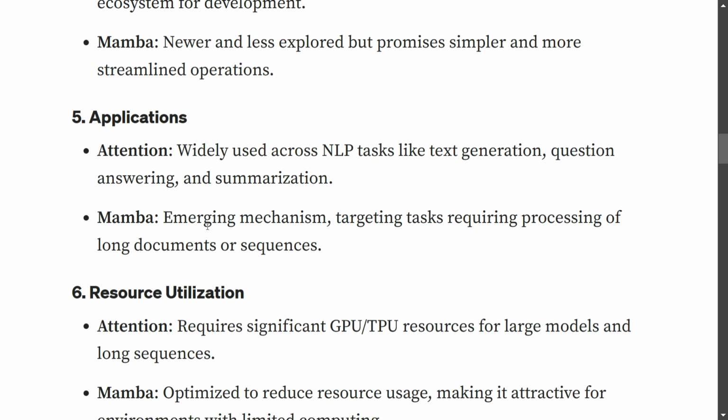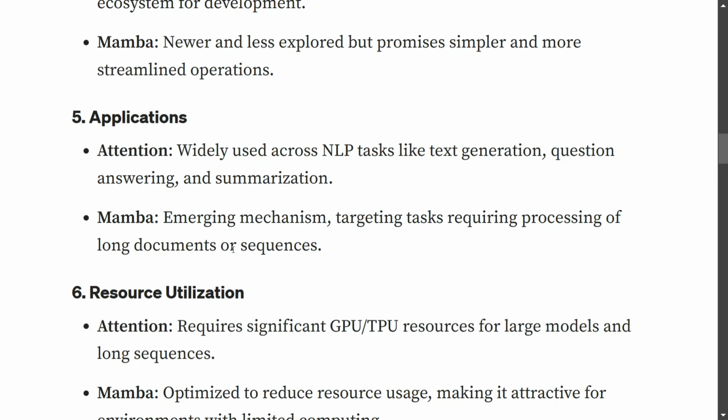Talking about applications, attention is widely used for NLP tasks, as we know: text generation, question answering, summarization, and Mamba would also be used for the same. It is emerging, but it is majorly used for problems where we have a huge context requiring processing of long documents, especially because, as we mentioned in the first point, attention struggles with extremely long text, but not Mamba.